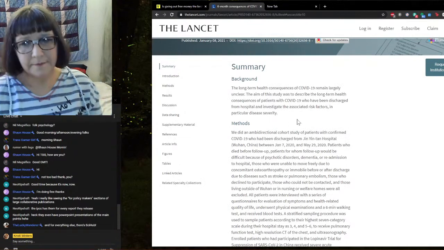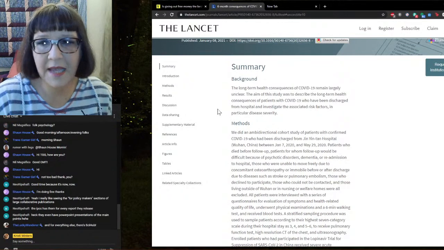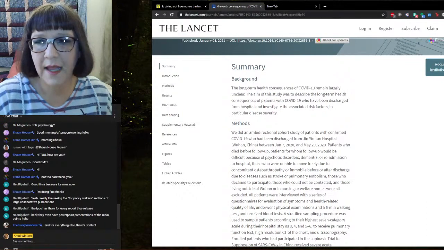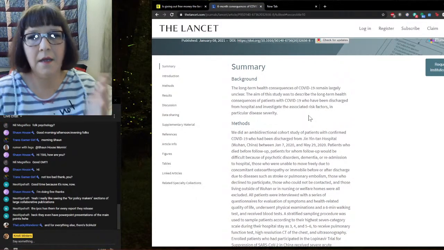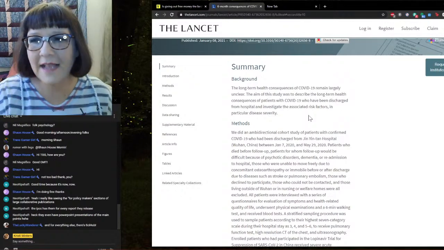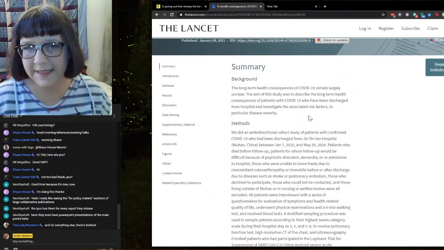Background. Long-term health consequences of COVID-19 remain largely unclear. The aim of the study was to describe the long-term health consequences of patients with COVID-19 who've been discharged from the hospital and investigate the associated risk factors, in particular, disease severity. Beautiful. Chef's kiss. You now know everything that this article will contain.